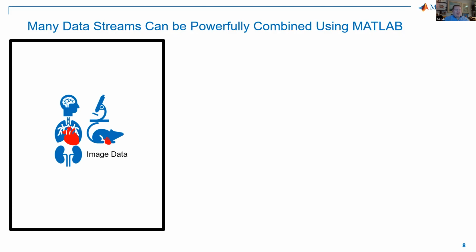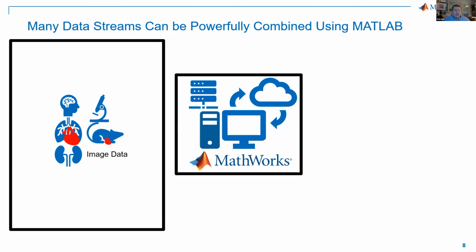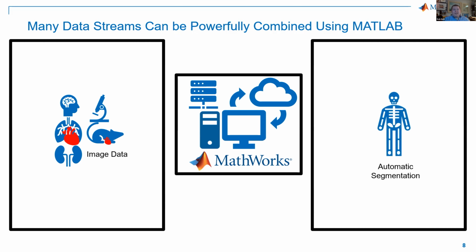When people think of AI, a lot of the time what they think of is taking image data, running it through a network, and then getting something like an automatic segmentation or scene classification or something along those lines.